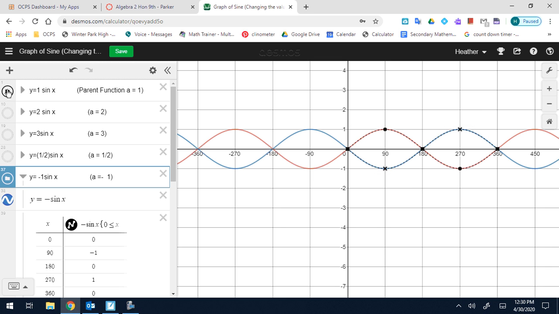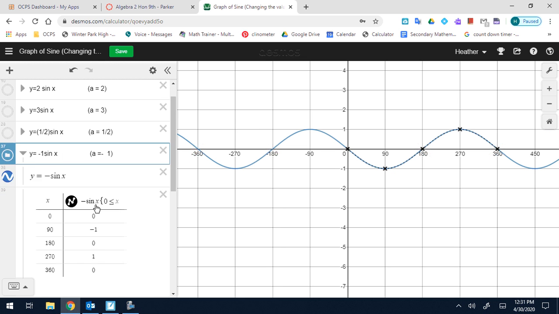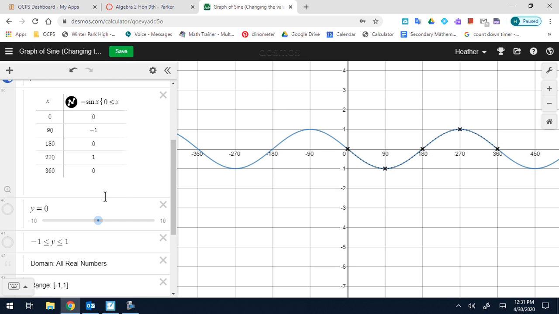So again, there's my negative sine of x. Here's my sine of x. I reflected it across the x-axis. Same as when we were dealing with our parabolas and our absolute value and every other function we've done. When you have an a value that's negative, it reflects across the x-axis.